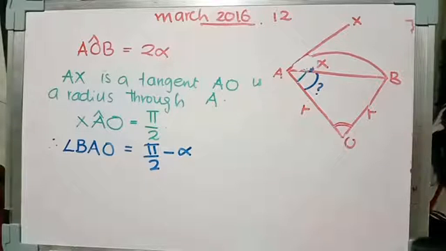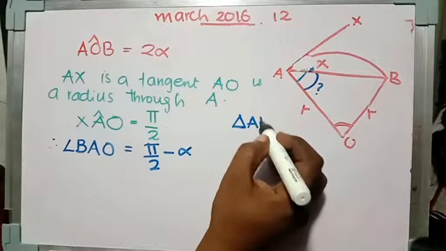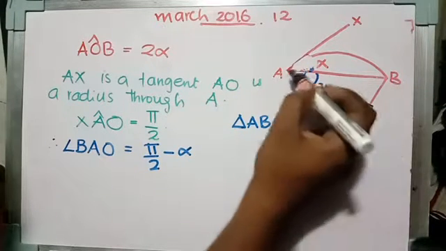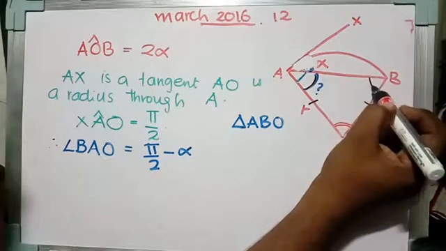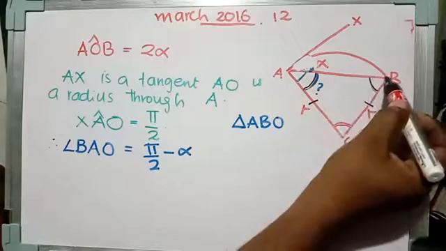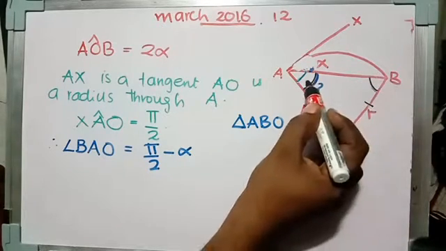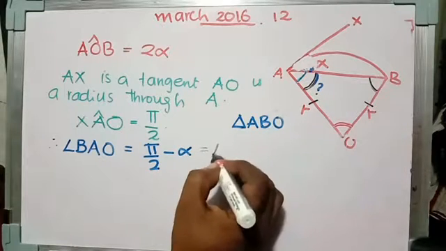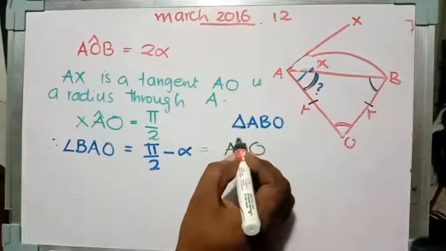Okay, but when you look at triangle ABO, it is an isosceles triangle because OA and OB are the radii, which is r centimeter each. As it is an isosceles triangle, both these angles will be equal as per the concept of isosceles triangle. So angle ABO is also the same as angle BAO, which is pi by 2 minus alpha.